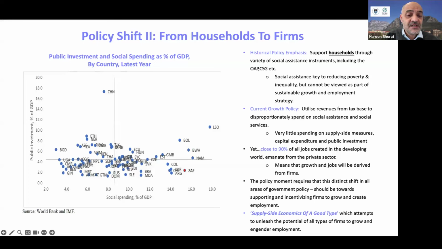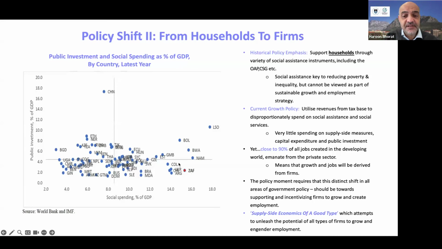China spends 8%, so not the lowest on social spending. So they still take care of households, right? Through social spending at about 7% of GDP, but spend way more than everybody else on capital expenditure out of the fiscus. But South Africa is a complete outlier, right?